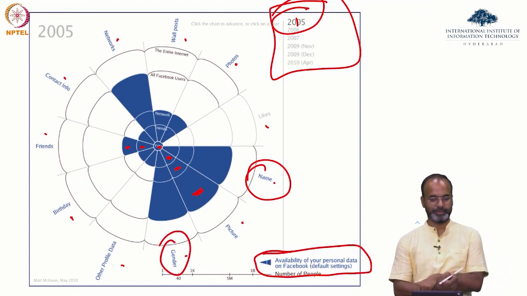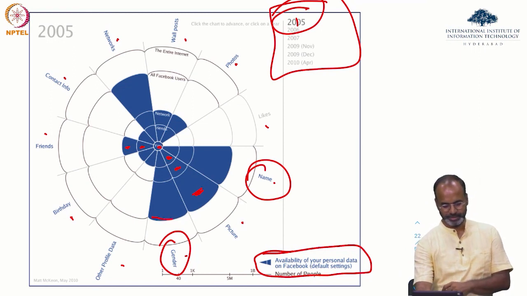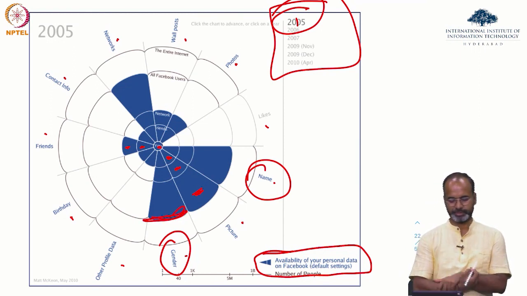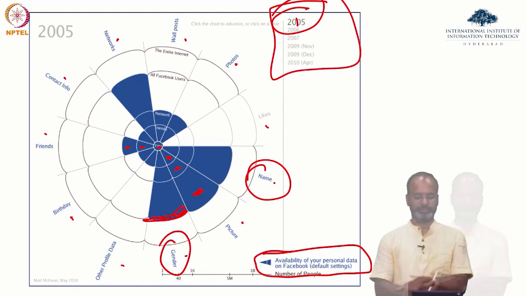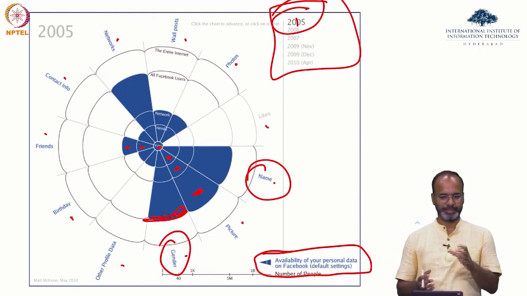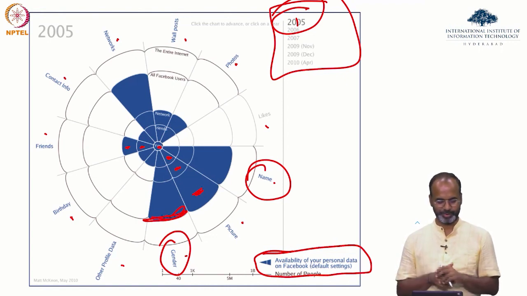Gender was available to everybody. Right? Until here, it's available to all Facebook users. They could come to my profile and they could know my gender in 2005. Hopefully that is helping. Take a pause, stop the video, look at the graph more closely if you want.